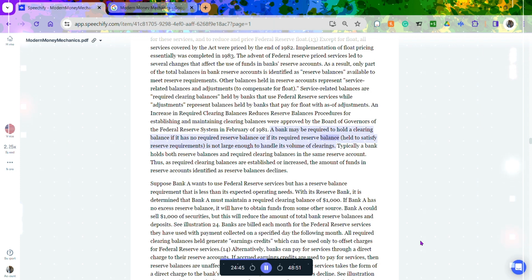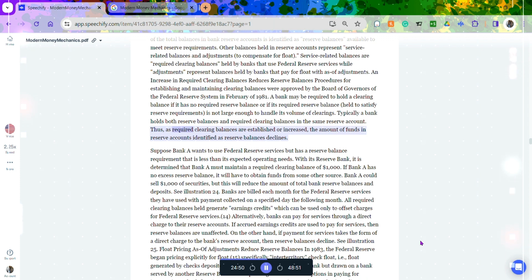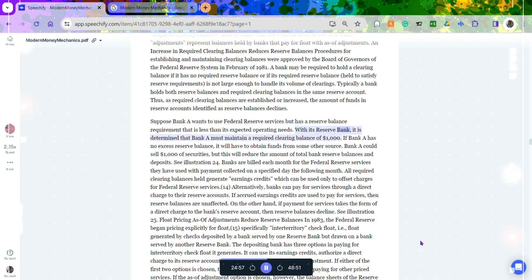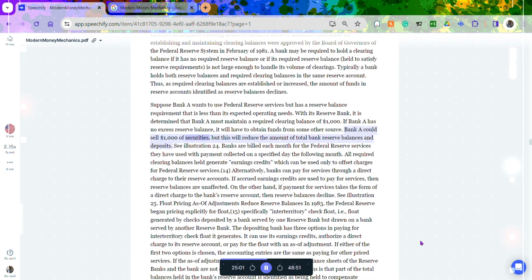or if its required reserve balance, held to satisfy reserve requirements, is not large enough to handle its volume of clearings. Typically a bank holds both reserve balances and required clearing balances in the same reserve account. Thus, as required clearing balances are established or increased, the amount of funds in reserve accounts identified as reserve balances declines. Suppose Bank A wants to use Federal Reserve services but has a reserve balance requirement that is less than its expected operating needs. With its reserve bank, it is determined that Bank A must maintain a required clearing balance of $1,000. If Bank A has no excess reserve balance, it will have to obtain funds from some other source. Bank A could sell $1,000 of securities, but this will reduce the amount of total bank reserve balances and deposits.